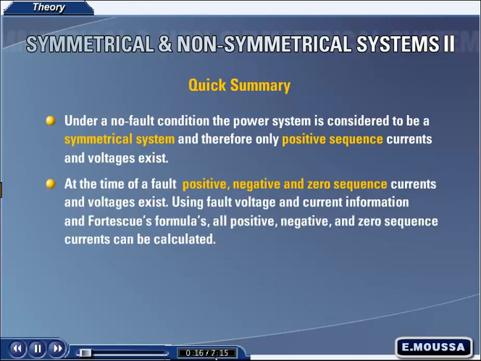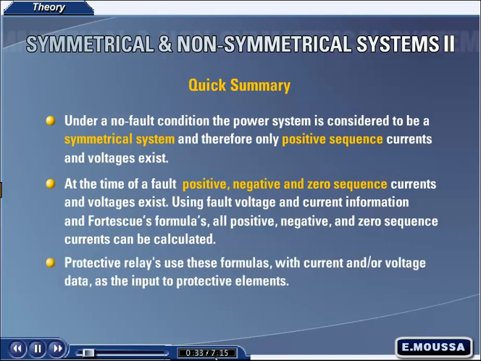At the time of a fault, positive, negative, and zero sequence currents and voltages exist. Using real-world fault voltage and current information, along with Fortescue's formulas, all positive, negative, and zero sequence currents can be calculated. The protective relay uses these formulas and real-world current and/or voltage data as the input to protective elements.